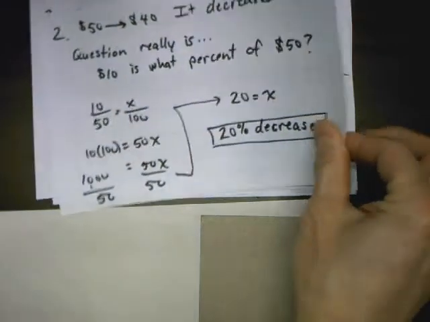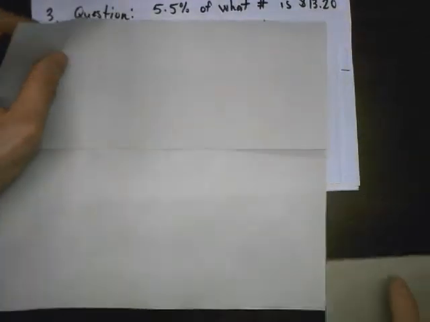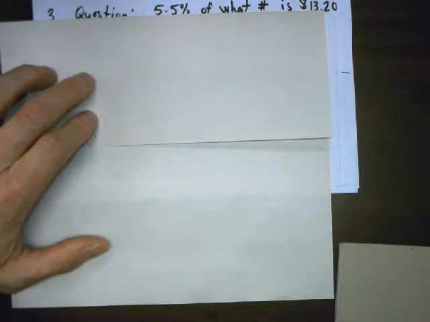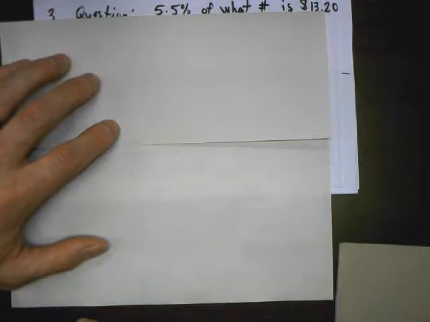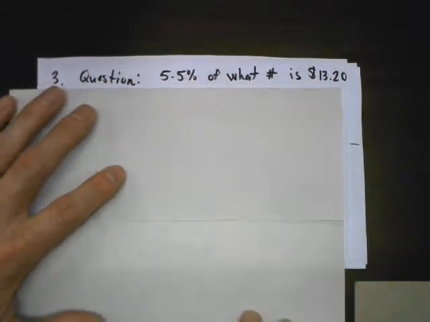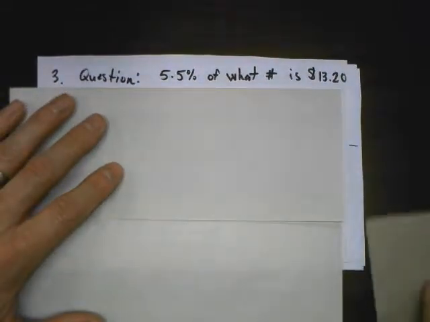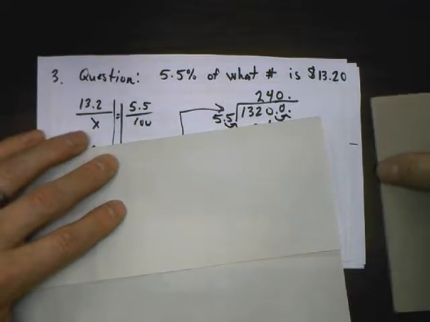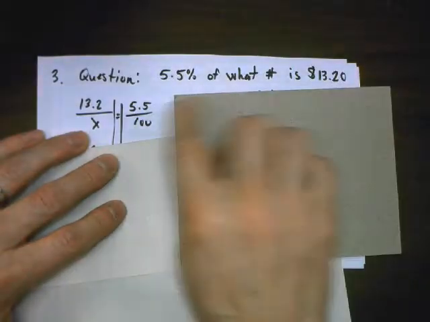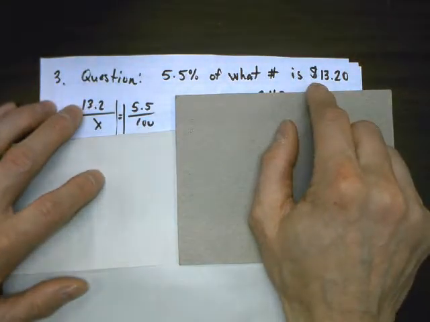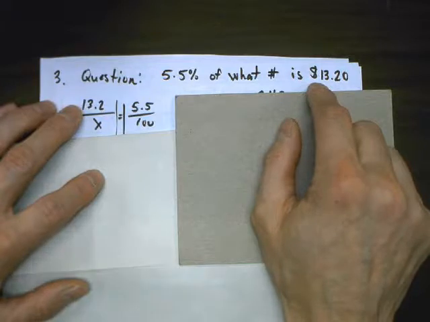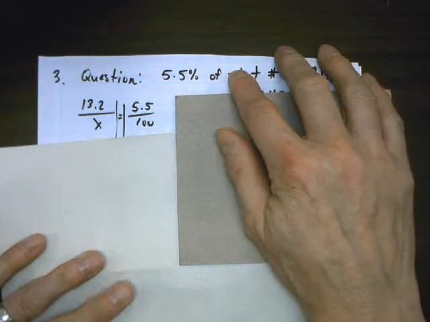decrease. Number 3 says you bought an item and paid 5.5% tax. The tax added $13.20 to the overall price. What was the original price? This question is asking us to figure out 5.5% of what number is 13.20. So I use my percent proportion again. I know the percent is 5.5. It's is over of. So 13.20 is 5.5% of what? That's why the x goes on the bottom this time.